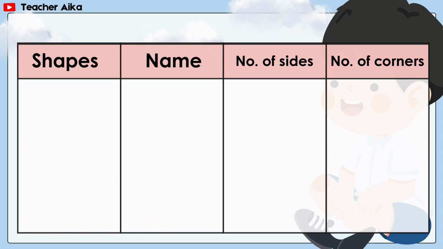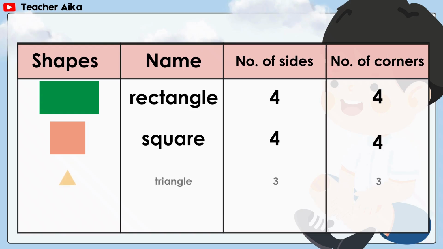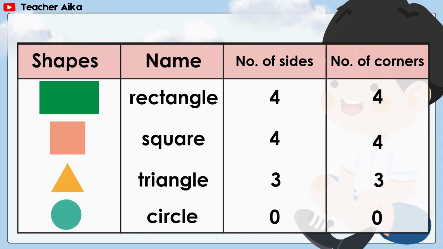And here's the summary of the table. Rectangle, 4 sides, 4 corners. Square, 4 sides, 4 corners. Triangle, 3 sides, 3 corners. And circle, 0 sides, 0 corners.